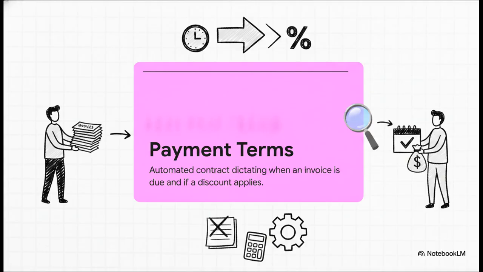In SAP, payment terms act as an automated contract between your company and its business partners, whether that's vendors you buy from or customers you sell to. These rules automatically tell the SAP system exactly when an invoice is due and, crucially, whether a discount applies for paying early. It completely replaces those manual calculations and those sticky notes plastered all over your monitor.